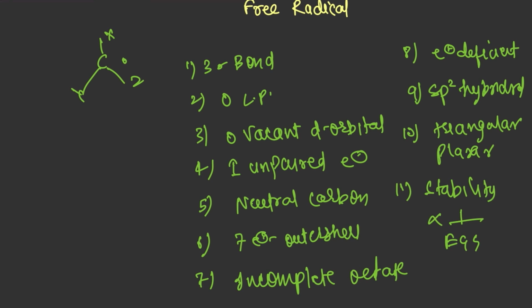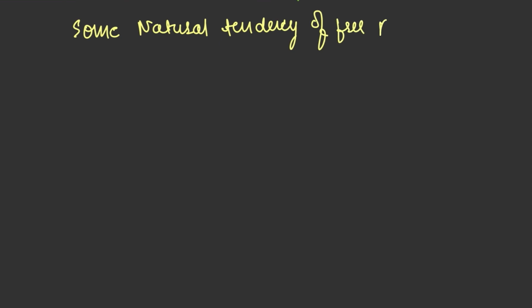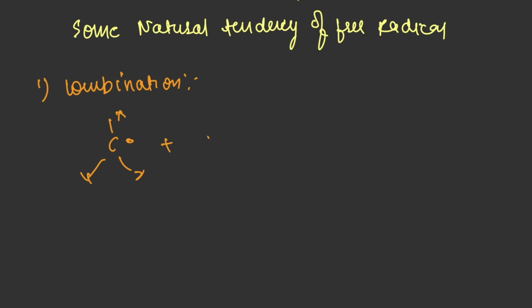Now, there are some natural tendencies of free radical. What are the natural tendencies of free radical? First of all, it does combination. It combines with another free radical like C, X, Y, Z. We have one free radical, C free radical, X, Y, and Z. We have a second free radical. So when there are two free radicals, they have a tendency to combine.